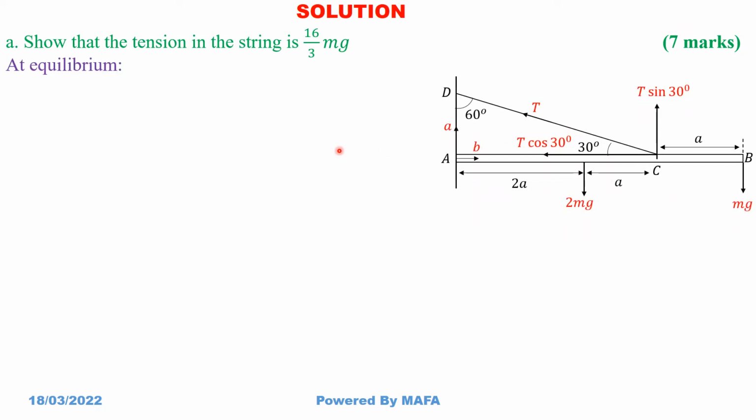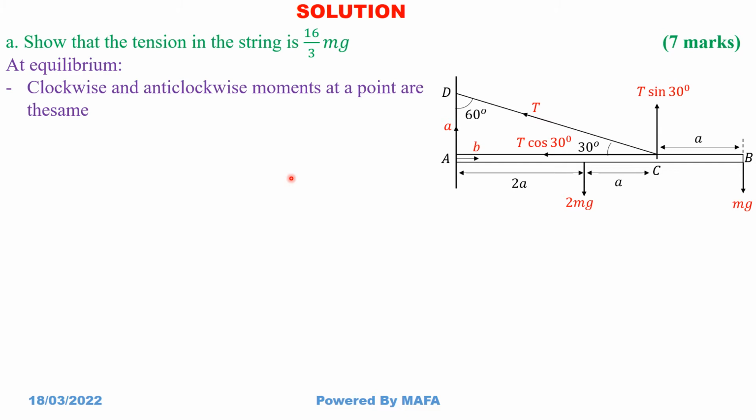Now we're being told that this system is in equilibrium. What does it mean for the system to be in equilibrium? First point, the clockwise and the anti-clockwise moments about a point are always the same. Second point, the algebraic sum of the forces is null. We are going to apply these two conditions, but for the first case we are just going to apply the first condition. So let's see how it goes.